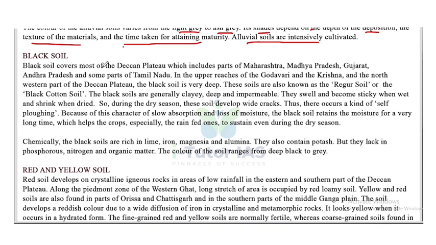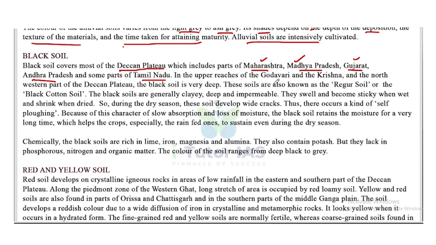The black soil covers most of the Deccan Plateau, which includes part of Maharashtra, Madhya Pradesh, Gujarat, Andhra Pradesh, and some parts of Tamil Nadu. Okay, so the black soil mainly covers most of the Deccan Plateau, including parts of Maharashtra, Madhya Pradesh, Gujarat, Andhra Pradesh, and some parts of Tamil Nadu.